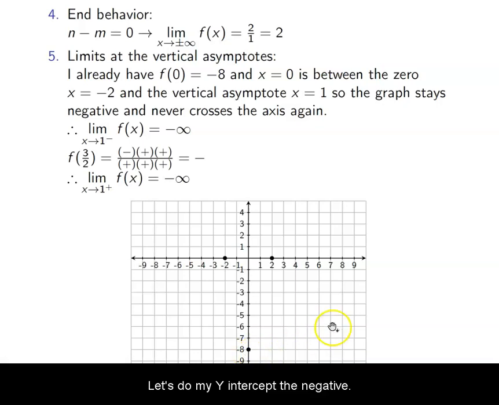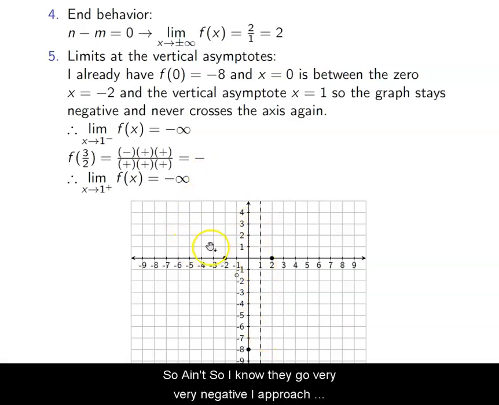Let's do my y-intercept at -8, and x equals 1 is my vertical asymptote. As I go very, very negative, I approach the value 2, right? So this line is what I get close to as I go to negative infinity and positive infinity. I'm going to start somewhere over here. I will cross and start to become negative because of my behavior near my asymptote.